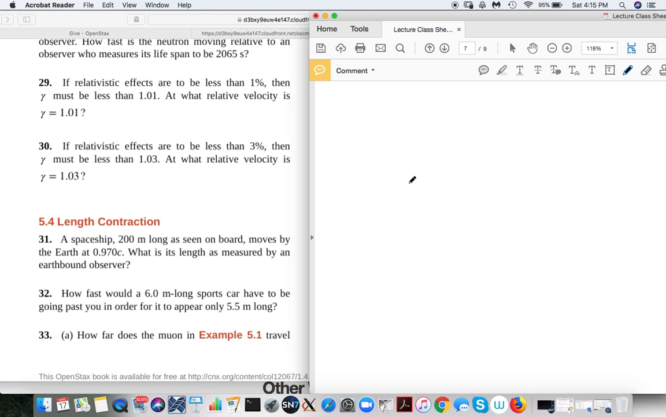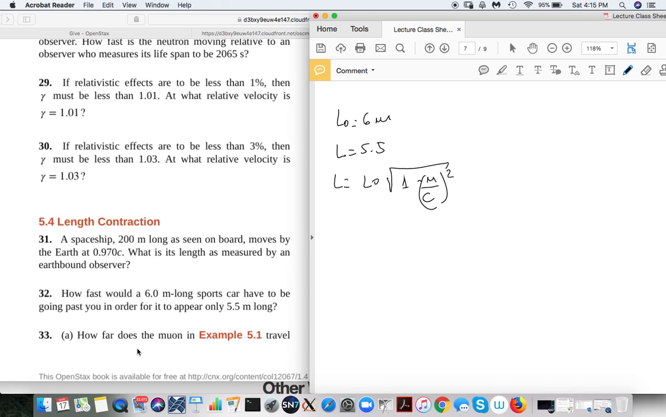How fast would a 6-meter long sports car have to be going past you in order for it to appear 5.5 meters long? So 6 meters is the proper length. Oh, that's how you see it, 5.5. And you apply your equation. See, relativity is simple. It is simple as long as you know what is proper length and what is proper time.